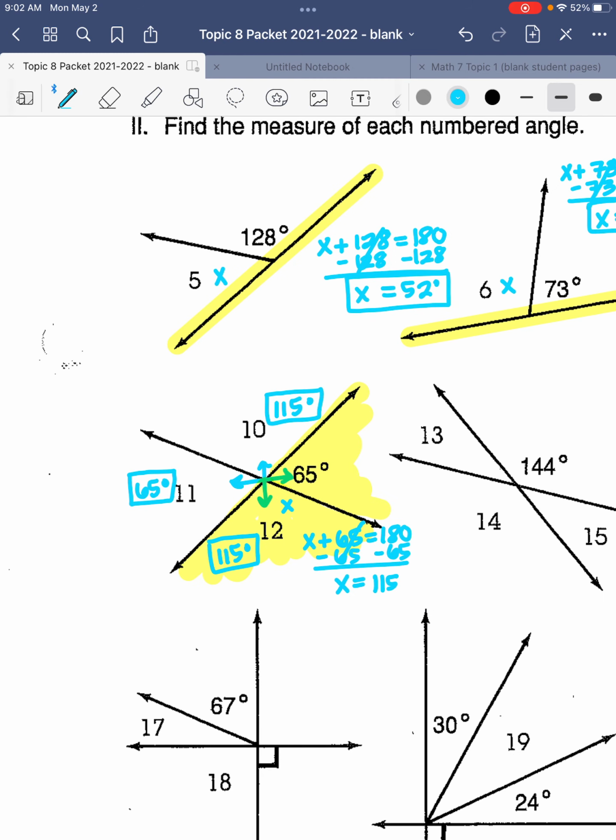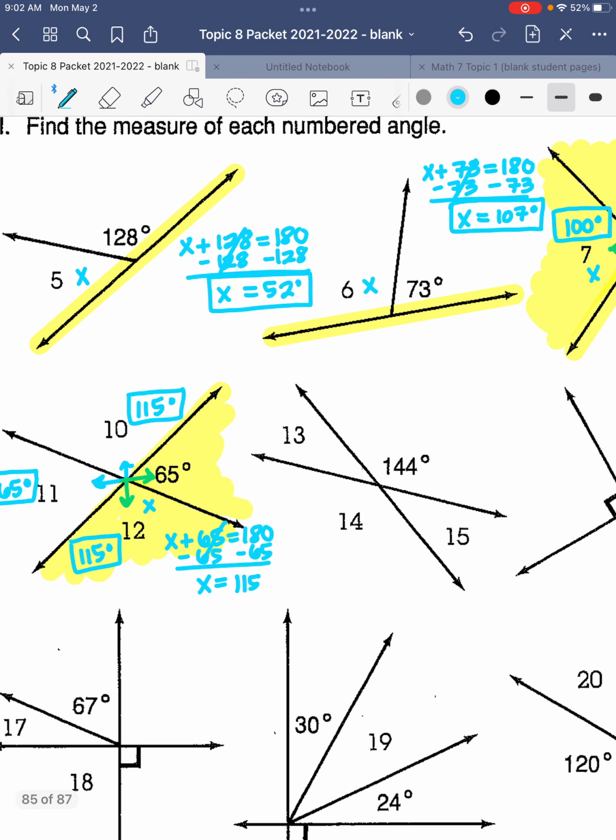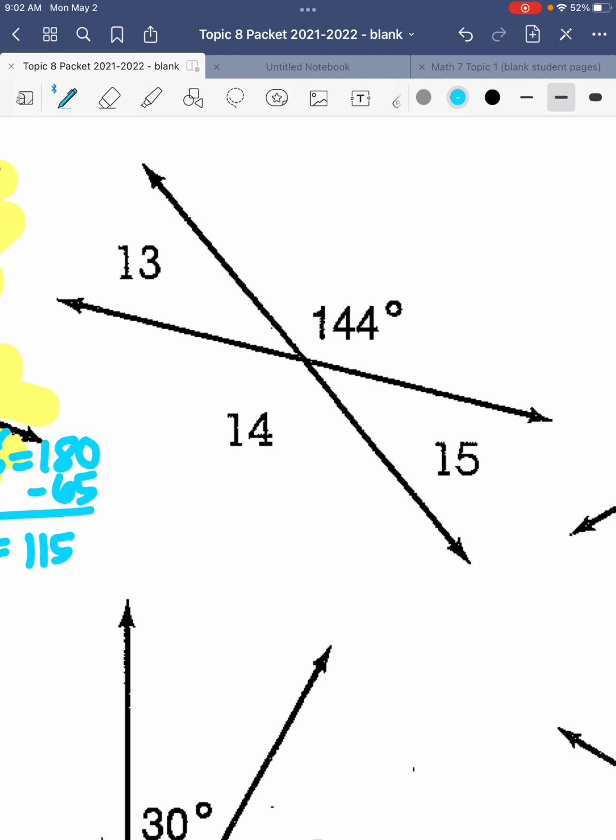Okay, numbers 13, 14, and 15 again are very similar. What I would start with is angle 14 because it's directly across from the given angle. So those are vertical angles, so I know that they're the same. So angle 14 is 144 degrees. Now I also know that angle 13 and angle 15 are directly across from each other, so they're vertical angles. They're going to be congruent, which means they have the same angle measure. I just got to figure out what that is.